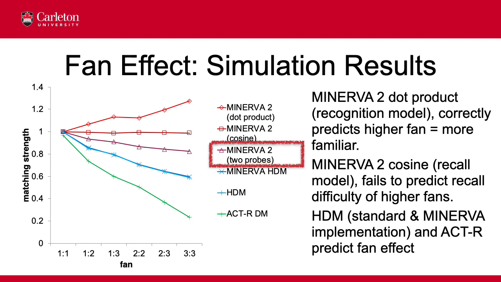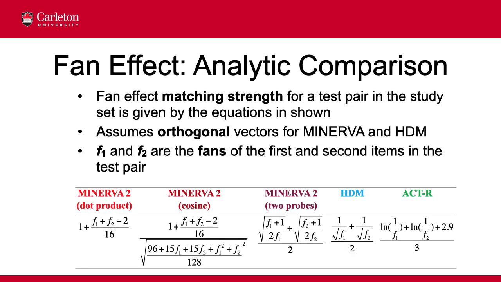We note that the ACT-R and HDM models use two memory recalls, a separate retrieval for each item in the pair, and adopt the same strategy with Minerva. When we do so, Minerva is able to correctly predict decreasing matching strengths with larger fans. To gain a deeper understanding of the behavior of the models, we perform a mathematical analysis.